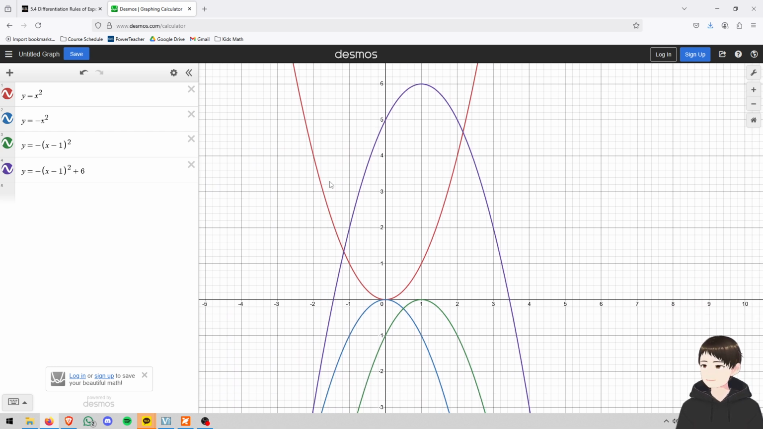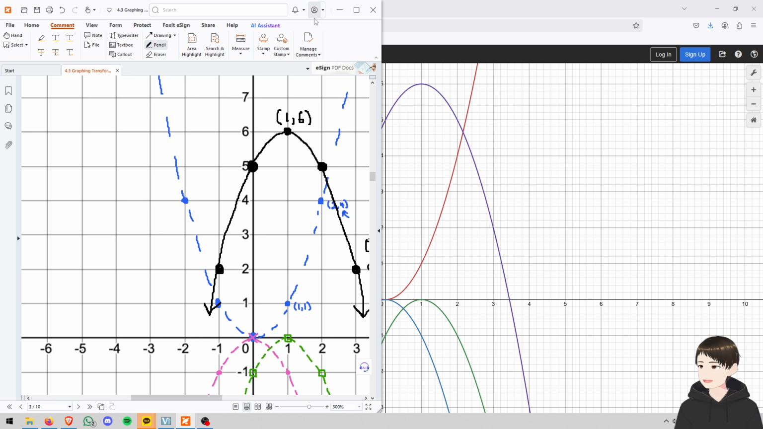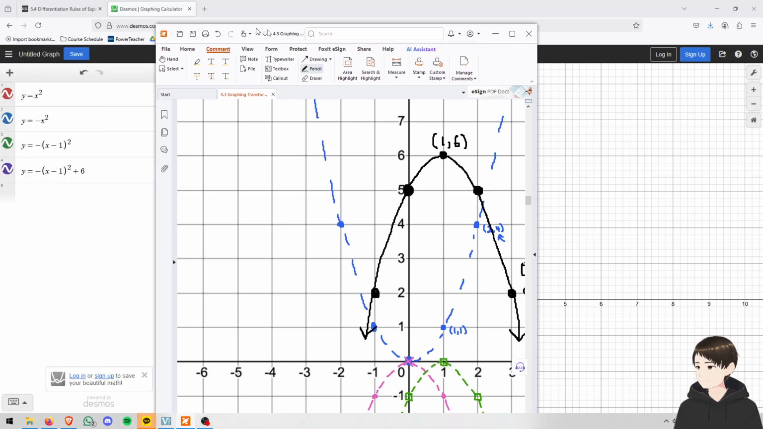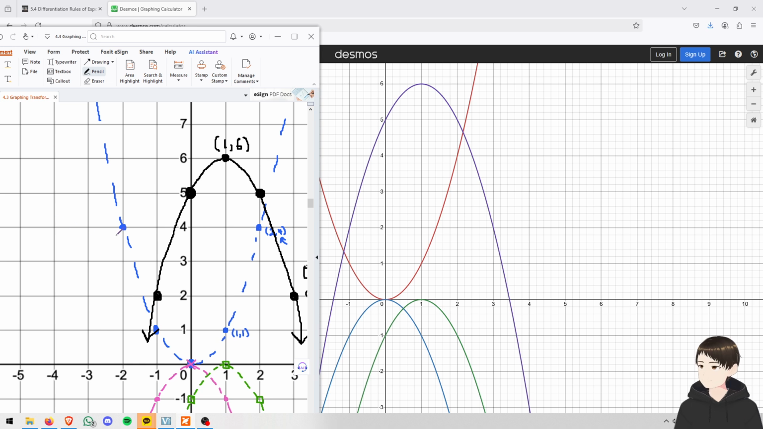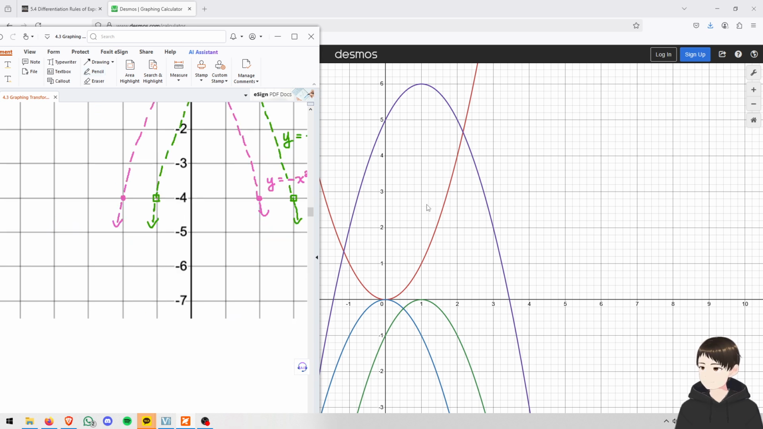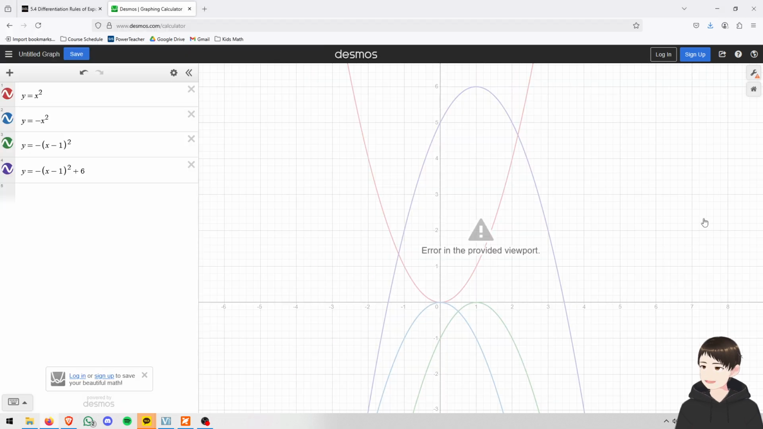So opening upwards, open down, open down, open down. If we look at our diagram, let's do a side-by-side comparison. If I can grab this window without causing much trouble, right? Am I even able to do this?